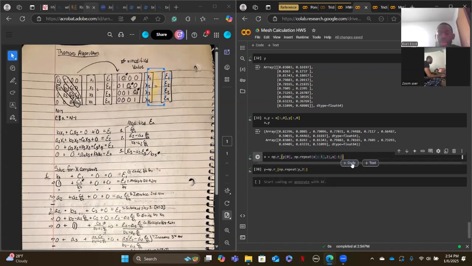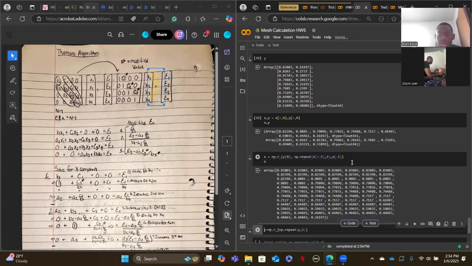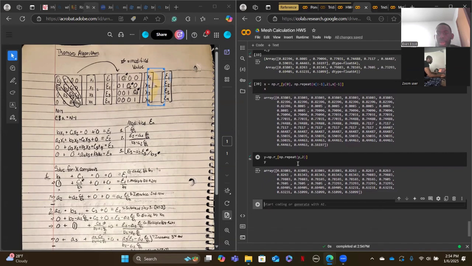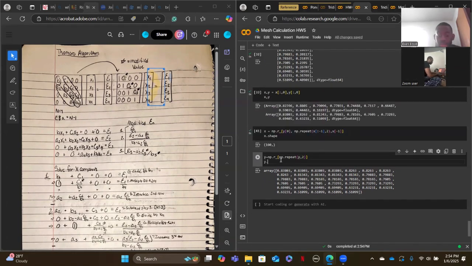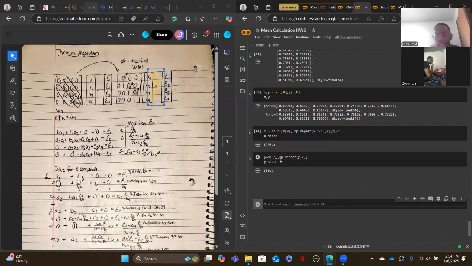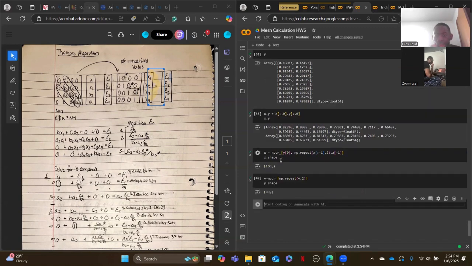Yep. So we have our X's, we have our Y's. Yep. Perfect. And we can kind of, well, that's too many. Let me do the shape. 160 and 80. That's not right. Should be 20. So let's do this.